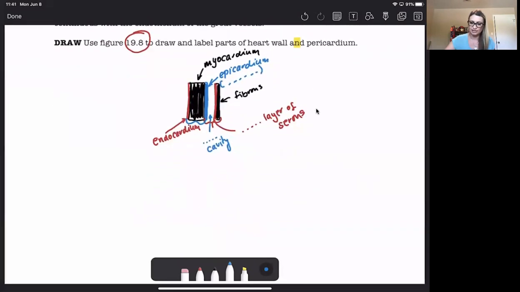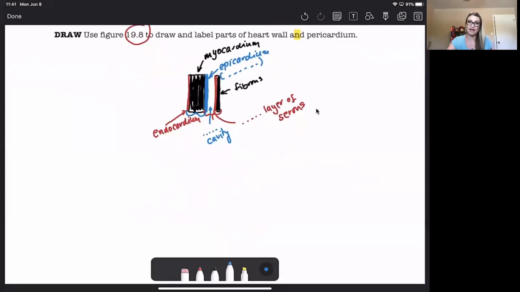Okay, so that's that. But 19.8 doesn't have the rest of the pericardium, so you have to add the pericardial cavity, the parietal layer of the serous pericardium, and the fibrous pericardium to your drawing. So don't forget to add that part because 19.8 doesn't have that.